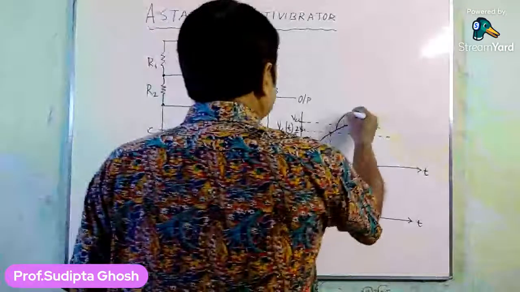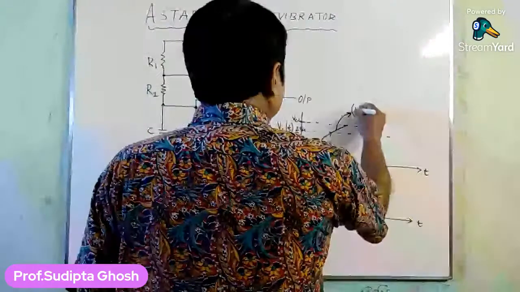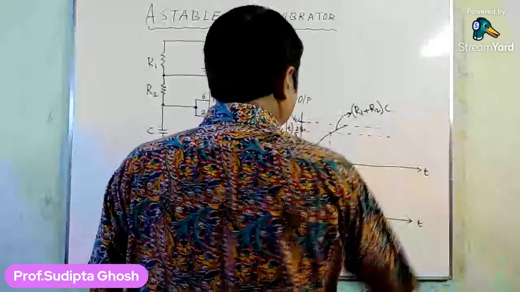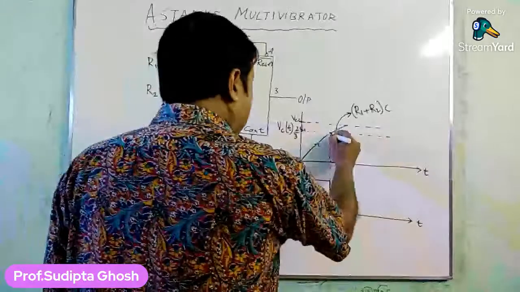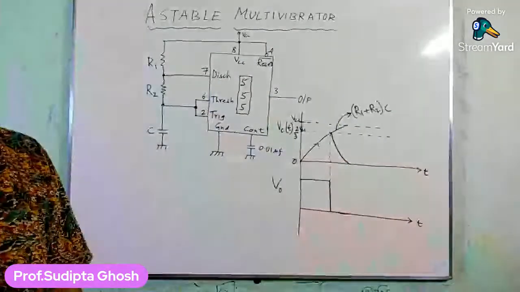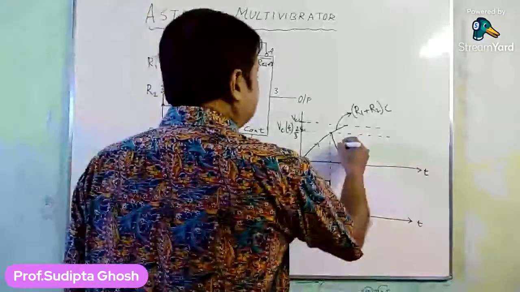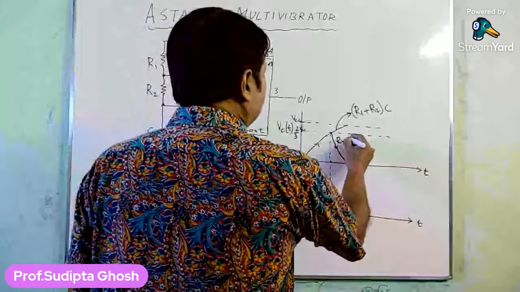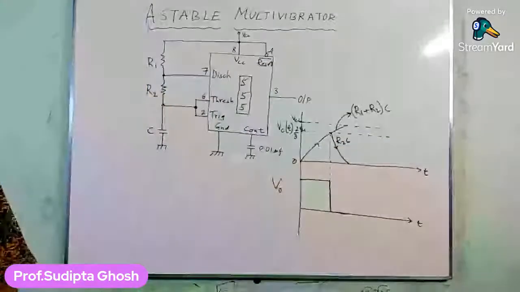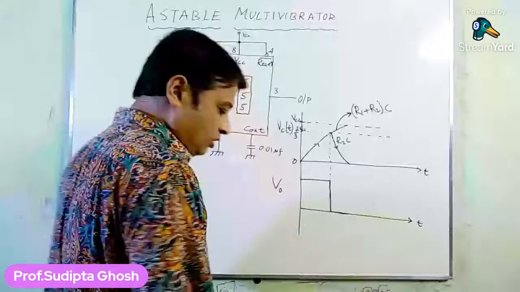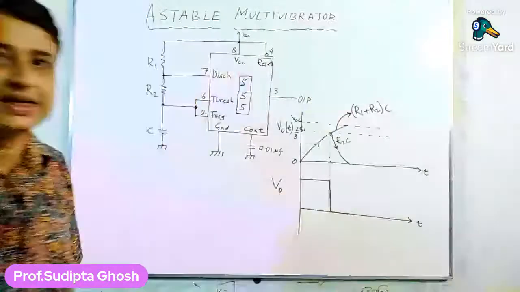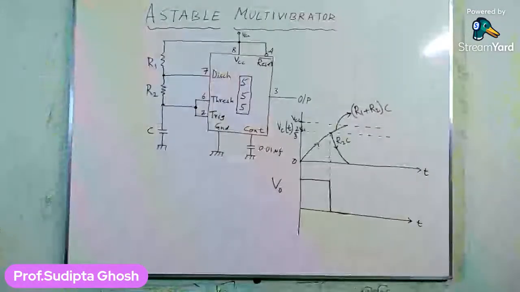So here I mentioned this in this part of the graph, that the time constant is R1 plus R2 into C. And when the capacitor starts to discharge, the charging slope and the discharging slopes are different, because the discharging time constant is different, and that is R2 into C. So here the capacitor will discharge faster, and it will go to the value of 0 volts sooner.